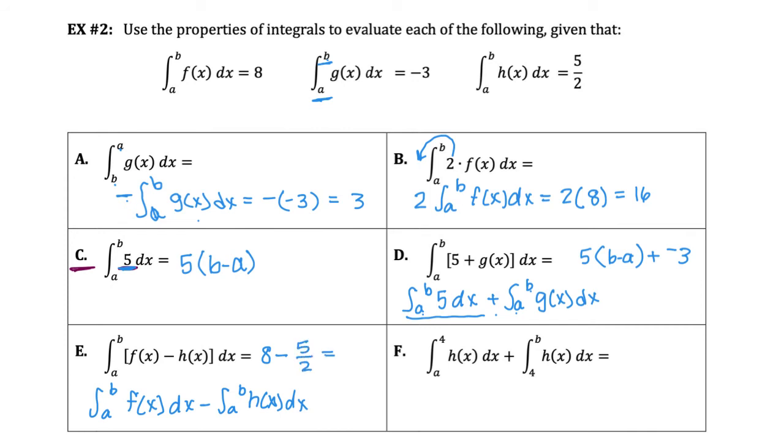So that's 16 halves minus 5 halves, so 11 halves. And then for this one, we can break up or put together. In this case, we'll want to put together. And so that's going to be the integral from a to b of h of x dx. And we know that's going to be 5 halves. So that's how you use those properties, and we went through that kind of quickly. You might need to back up and listen to them again and see if you have any questions. Again, please ask me in class.